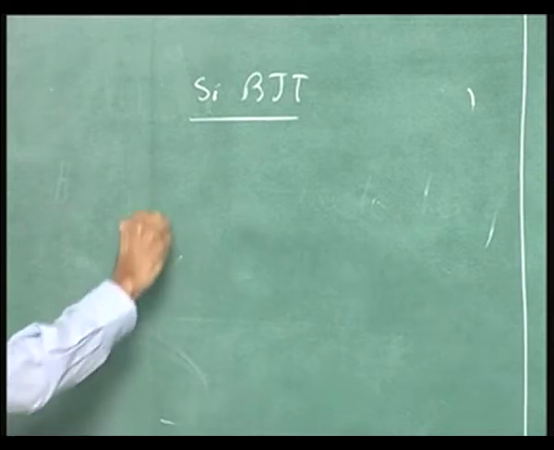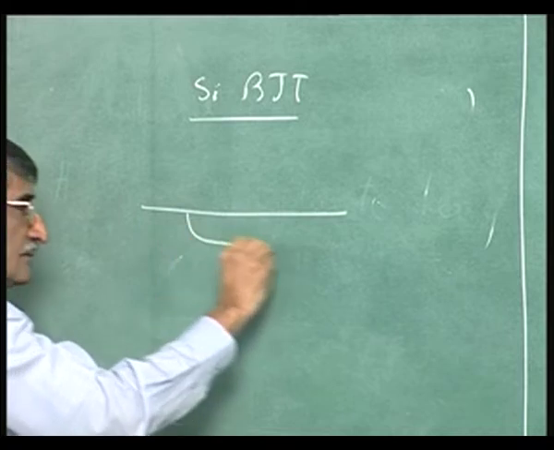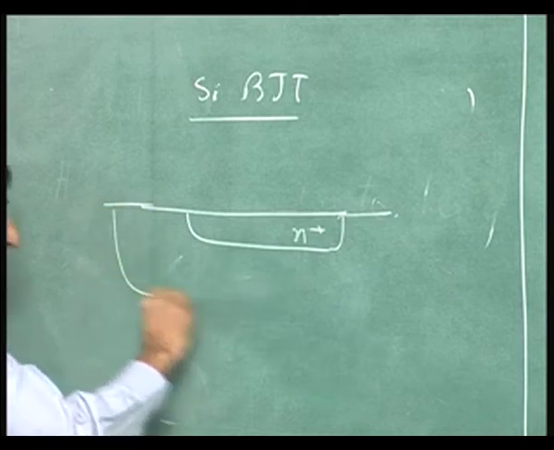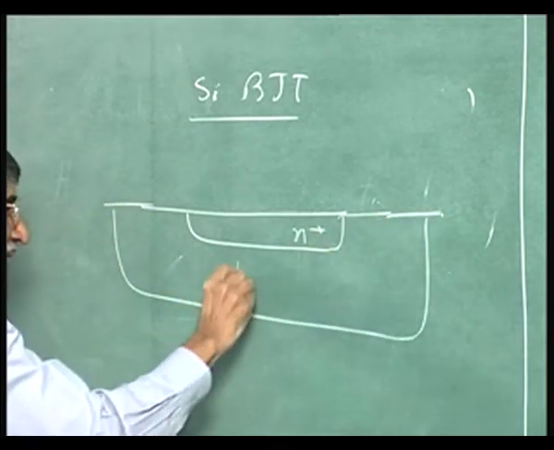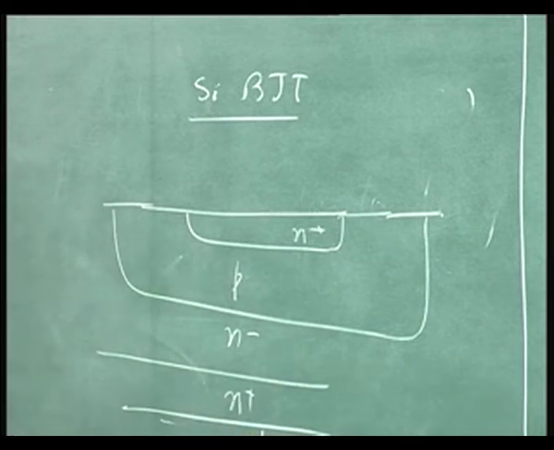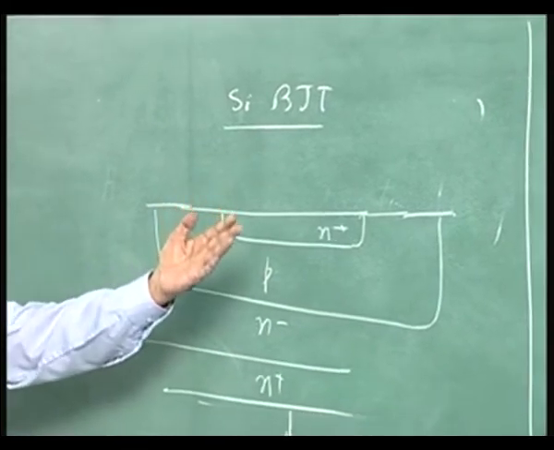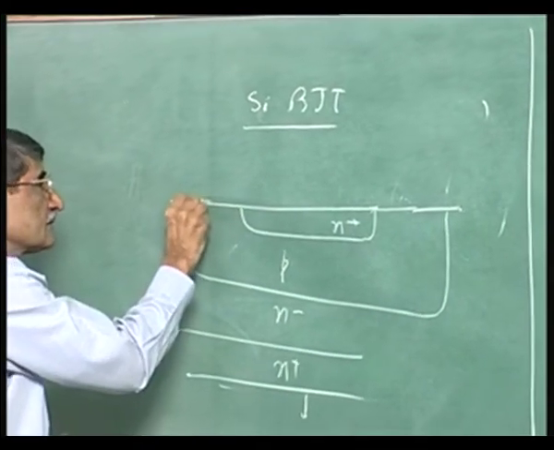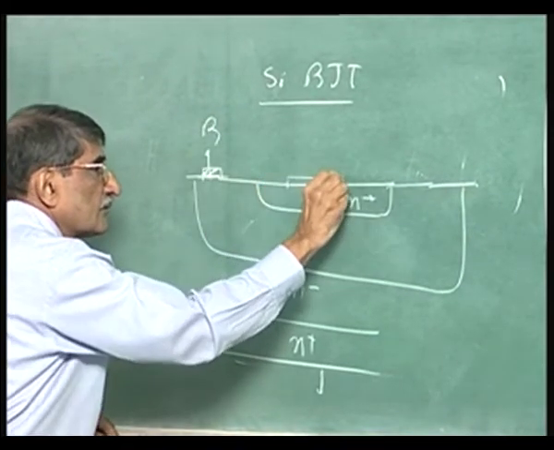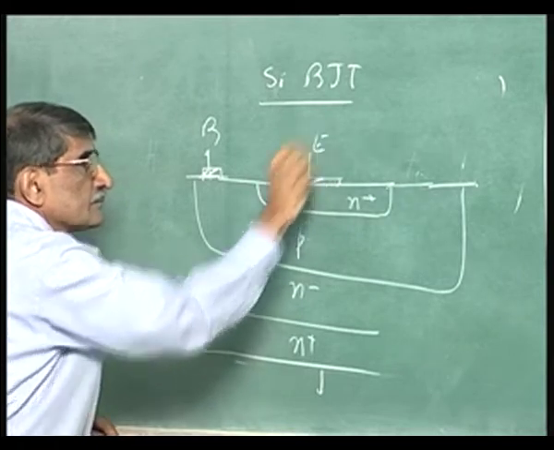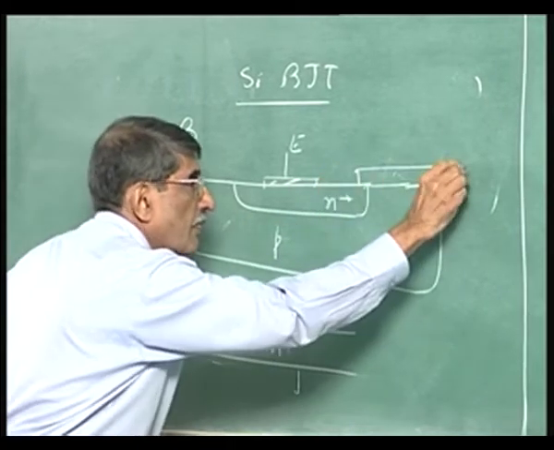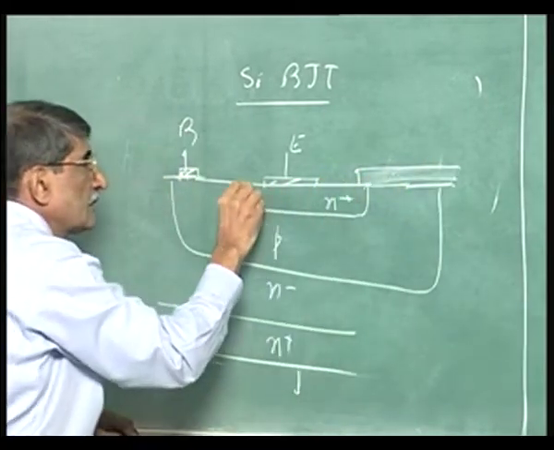What do you have? You have a junction like this, N plus, and then you have the P type base, N minus, then N plus. I am showing the contact at the bottom, it can be on the top also, like in the IC. Here is the contact, the base, and then of course you have the emitter. Here you have an oxide, you have the oxide here.